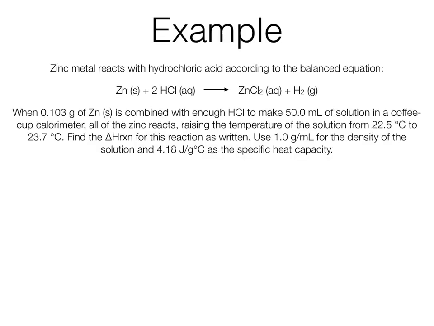Zinc metal reacts with hydrochloric acid according to the following balanced equation. When 0.130 grams of zinc is combined with enough HCl to make 50 milliliters of solution in a calorimeter, all of the zinc reacts, raising the temperature of the solution from 22.5 degrees Celsius to 23.7 degrees Celsius. Find the delta H of reaction, the enthalpy of reaction for this reaction as written. And then it tells us to use 1 gram per milliliter for the density of the solution and 4.18 joules per gram degree Celsius as the specific heat of the solution.